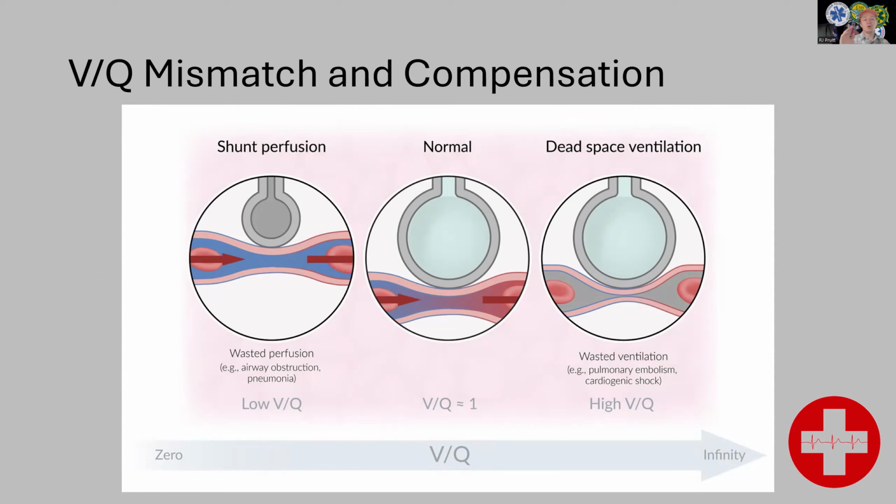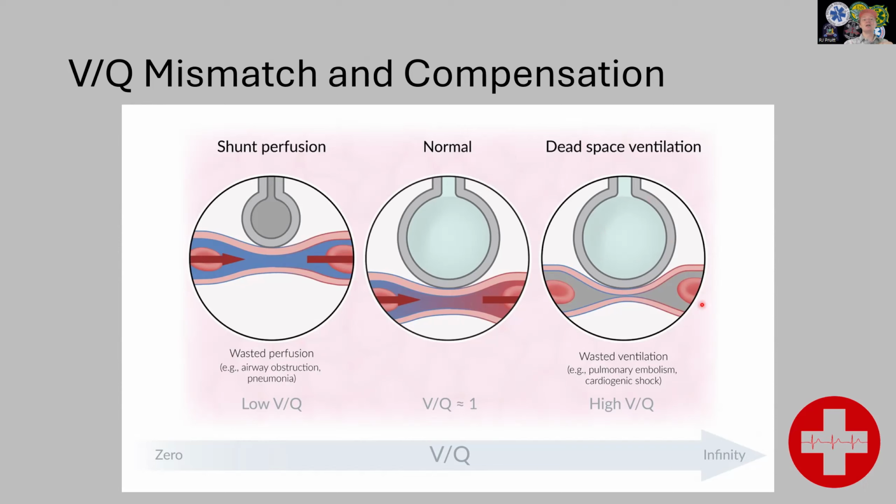But I'll talk quickly about both of them. So I'll start with dead space ventilation, because that's the one that we're not going to talk about today. Basically, dead space ventilation happens when high V/Q is present. We're still bringing air in and out of the alveoli, no problem. But for some reason, we're not getting enough perfusion.